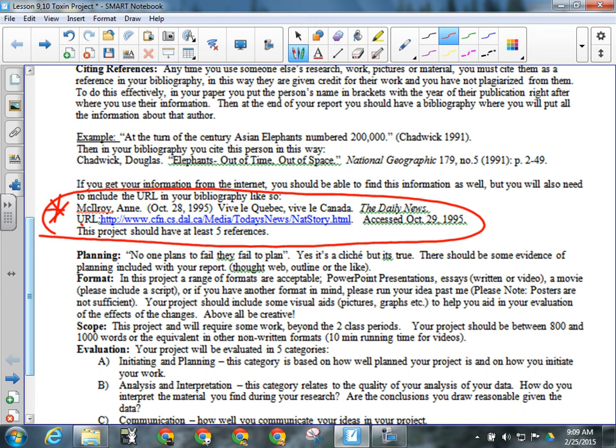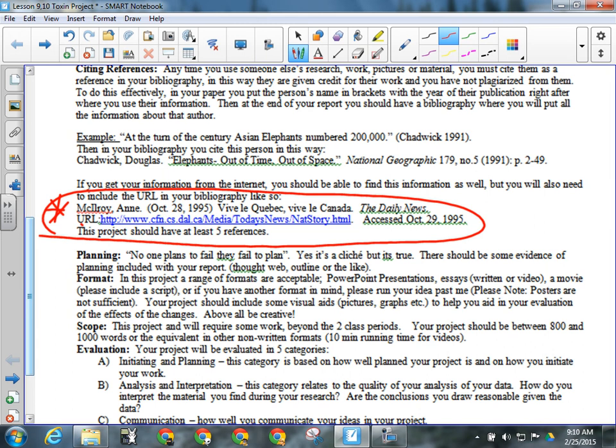Then, you need the date the article was posted. Hopefully, it's not as old as you, because that might not be so valid anymore. So, October 28th, 1995. You can usually find the date an article was posted. If you can't, it's the last day the site was updated. If you can't find that, if there's any copyright dates, use those. That indicates at least some idea when that article was published.